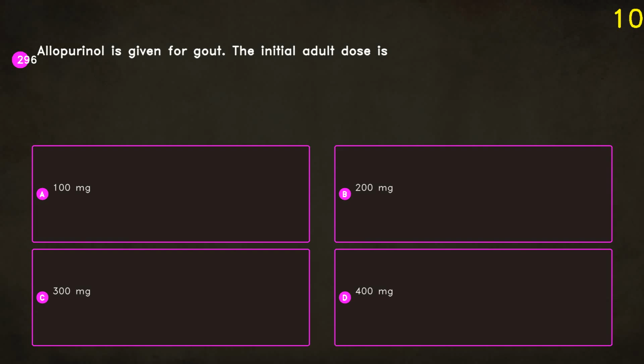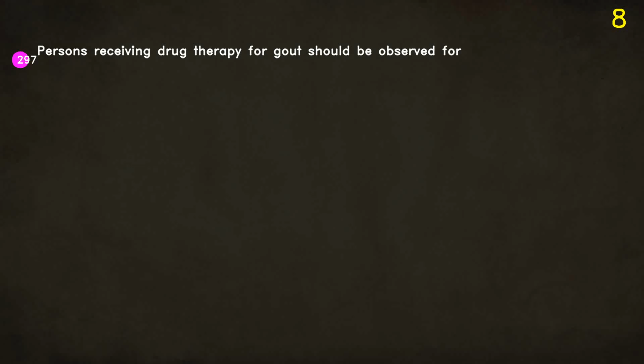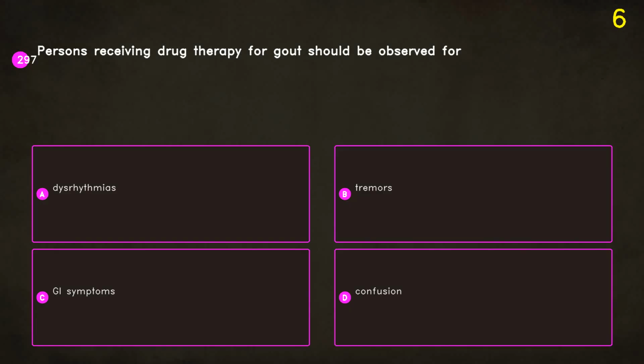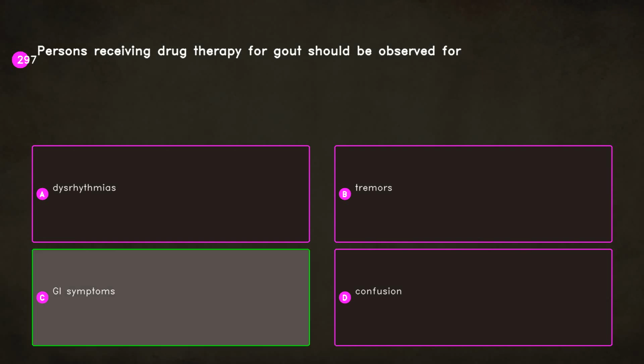Question 296. Allopurinol is given for gout. The initial adult dose is A. 100 mg. B. 200 mg. C. 300 mg. D. 400 mg. The correct answer is 100 mg. Question 297. Persons receiving drug therapy for gout should be observed for A. Dysrhythmias. B. Tremor. C. GI symptoms. D. Confusion. The correct answer is GI symptoms.